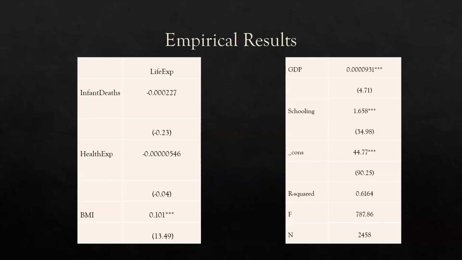The schooling regression coefficient is 1.658. This is significant at all levels, meaning that if the average number of years of schooling in the country goes up by 1, the life expectancy increases by 1.658 years. This is obviously the biggest. Schooling has the most impact on life expectancy in the model. The R squared of the model is 0.6164. Basically, this means that 61.64% of the variation in the model is described by the variables. And then finally, the number of observations in the model is 2,458.